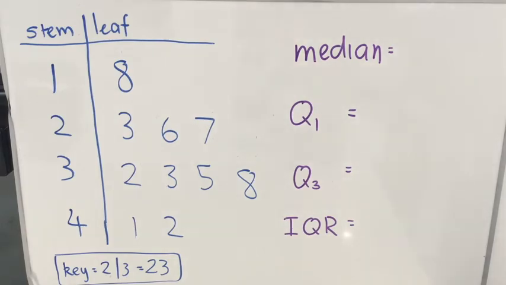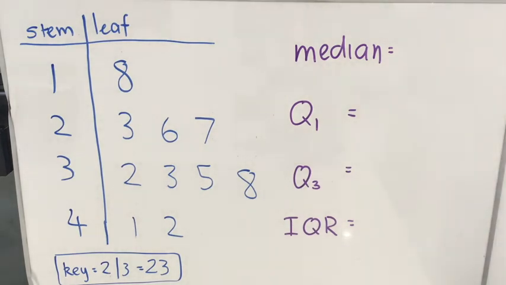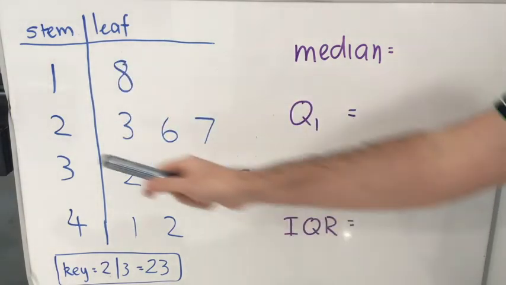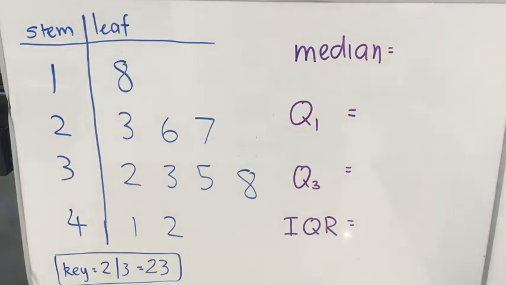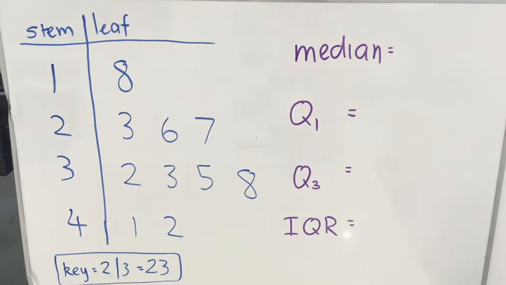The key is very important, so it tells me that the 2-3 means it was 23 degrees that day. The key is important because I could have been measuring temperatures of my fridge. Then that would probably mean 1.8 degrees and 2.3 degrees. So make sure you always look at the key. This time I've asked to find a few different bits of information.